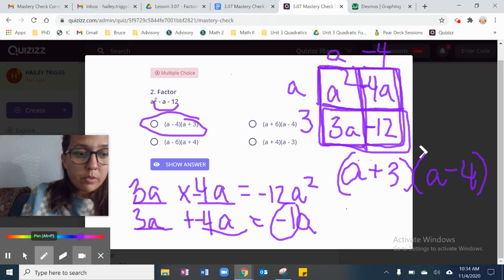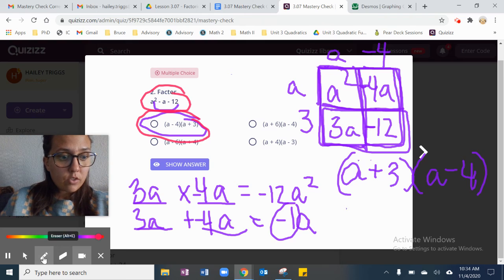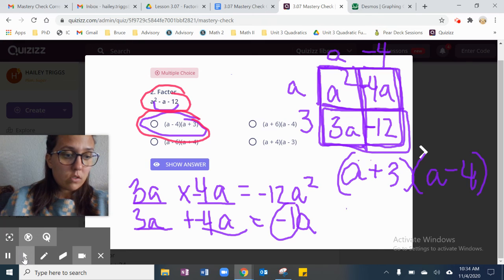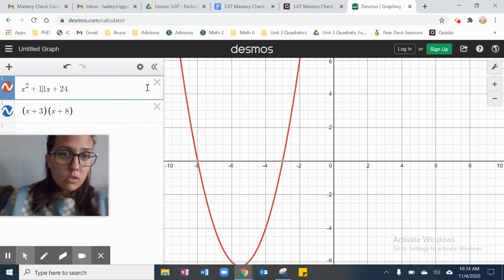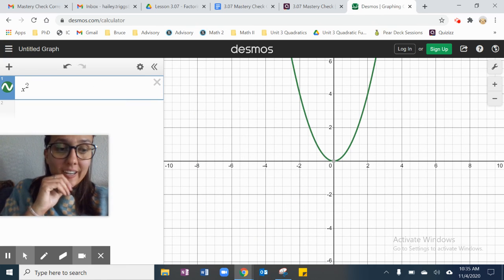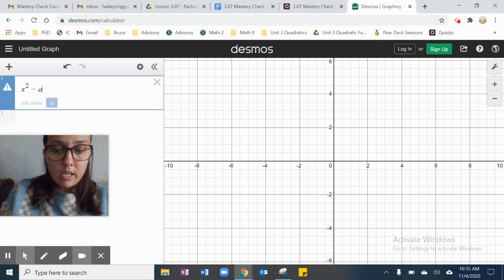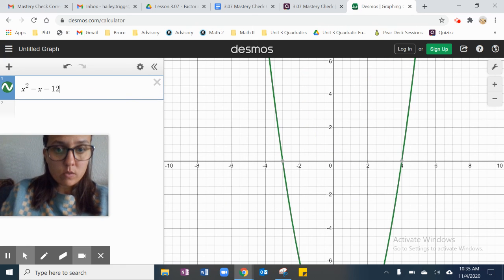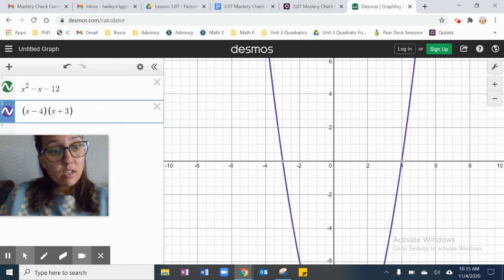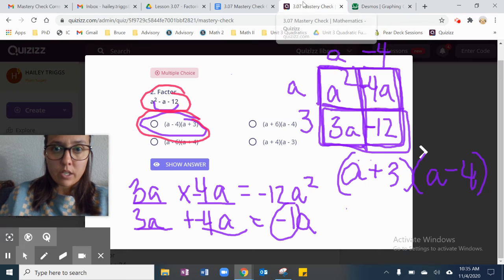So now let's go ahead and plug in this and this to Desmos to see if the graphs are the same to check our answer. So a squared minus a minus 12. Always put it in as x, it won't recognize a. Minus x minus 12. And then it was x minus 4, x plus 3. And the green and blue are on top of each other, so that means our work is correct.